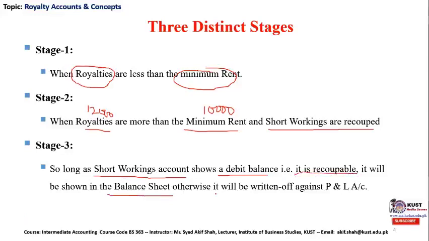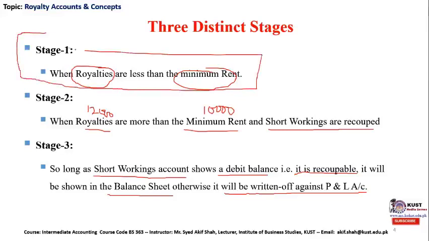It will be shown in the balance sheet. Otherwise, if the time has lapsed, then in that case this short working needs to be written off against the profit and loss account of the lessee. The emphasis of this lecture will be particularly on stage number 1, which is when the royalties are less than the minimum rent, and how to deal with the accounting entries for this stage.